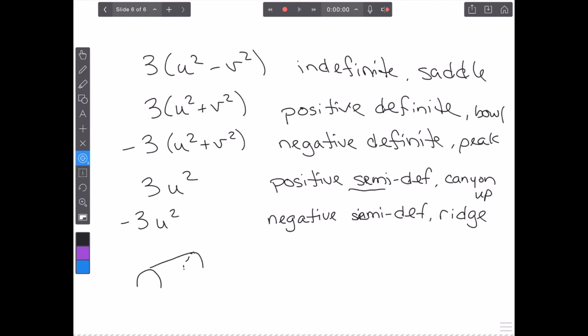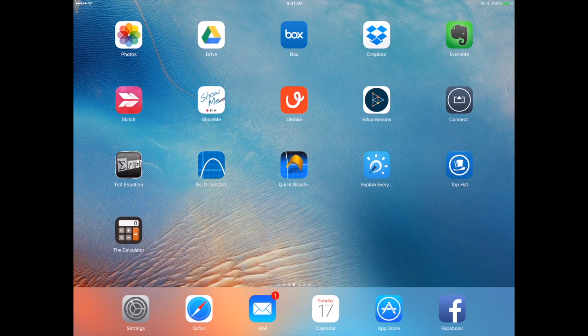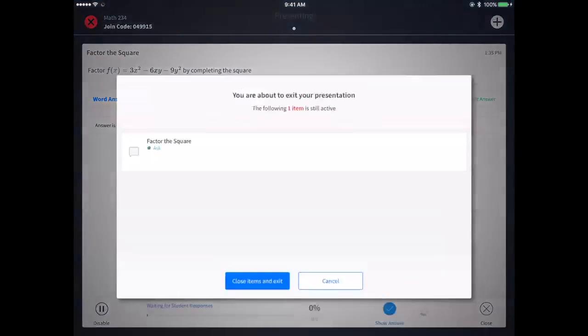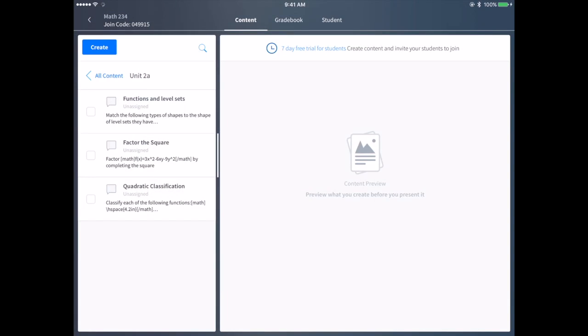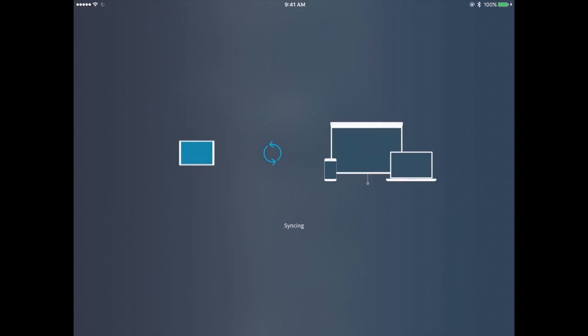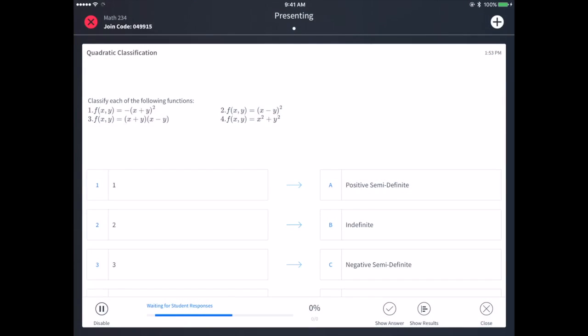Okay, so let's go ahead and have you work on one more problem on your own, and then you'll be all done. Let's do quadratic classification. What you'll need to do is match the following functions with their classifications. These are all given in a fairly simple factored form, so that you don't have to complete the square. You should be able to look at these and answer the question. So go ahead and hit pause and see what you think the correct answers are, and when you come back, we'll show you the answers.